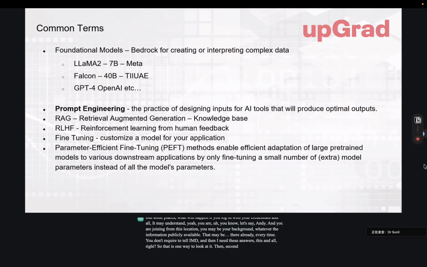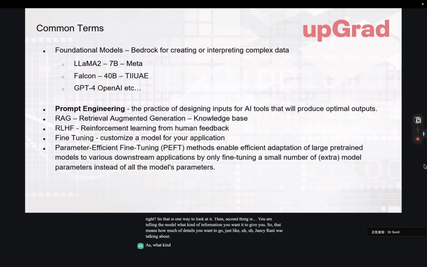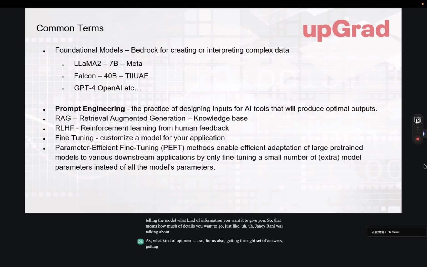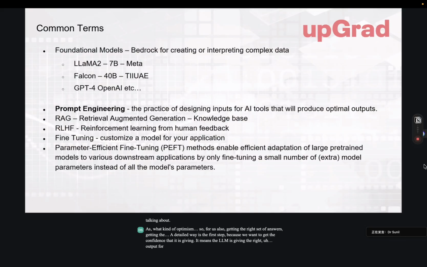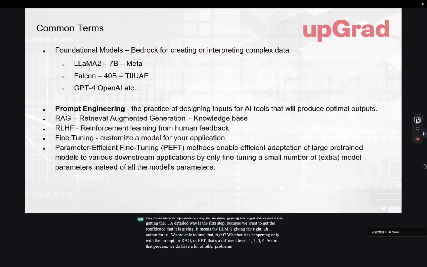The second thing is you are telling the model what kind of information you want it to give you. That means how much detail you want, just like Jansi Rani was talking about. For us also, getting the right set of answers in a detailed way is the first step because we want confidence that the LLM is giving the right output for us. We are able to tune that, whether it is happening only with the prompt or RAG or PEFT, those are different levels. One, two, three, four. In that process, we do have a lot of other problems in terms of hallucination, and we will discuss that later.